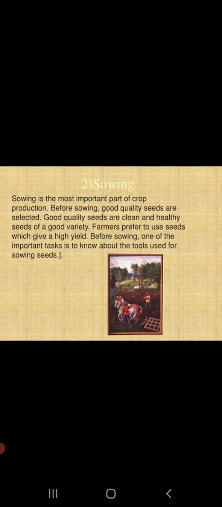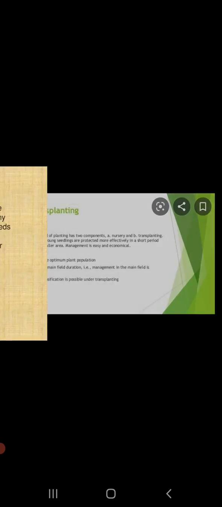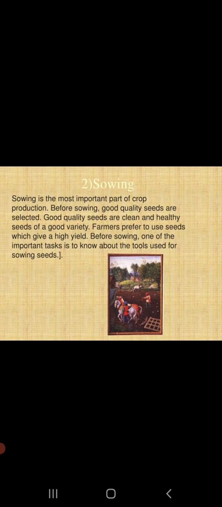Before we go ahead and sow the seeds, there are certain things that we need to make sure. We need to make sure that the seeds are of good quality and healthy. That is, they should not be infected by the insects, and they should be free from the diseases. The seeds should be sown at the correct depth in the soil. The correct depth varies from crop to crop.